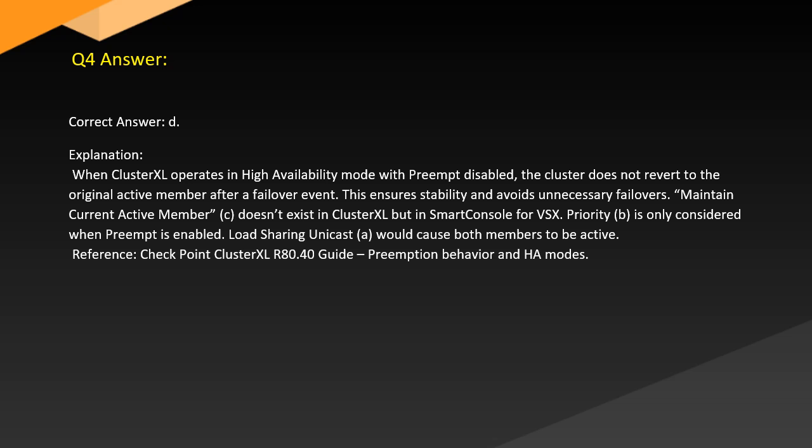Maintain current active member, C, doesn't exist in ClusterXL but in SmartConsole for VSX. Priority, B, is only considered when preempt is enabled. Load sharing unicast, A, would cause all members to be active. Reference: Check Point ClusterXL R80.40 guide, preemption behavior and HA modes.